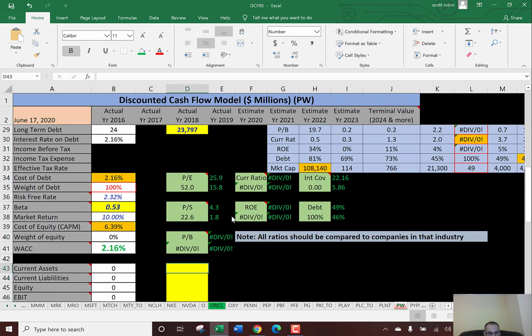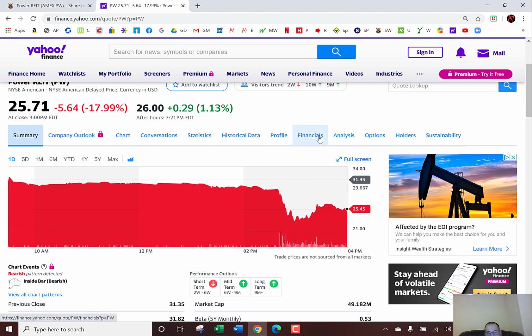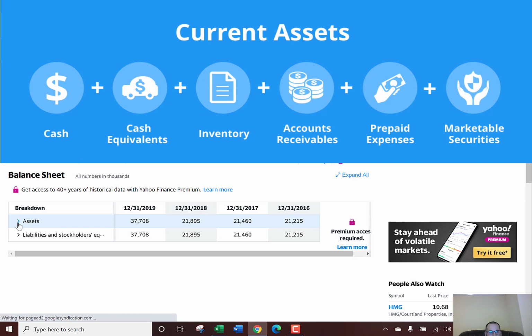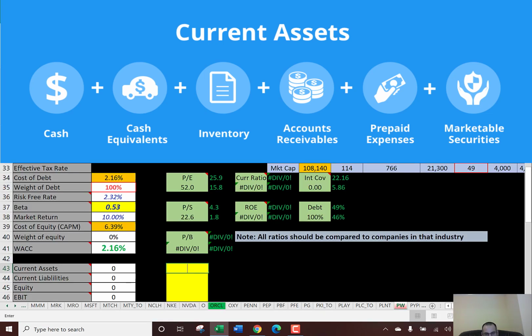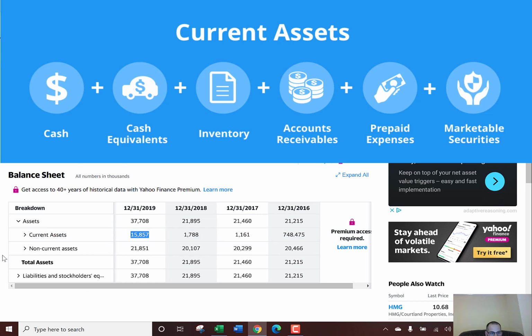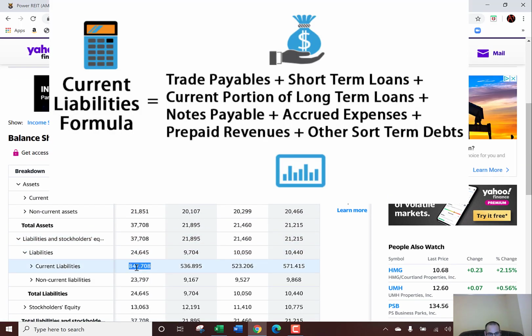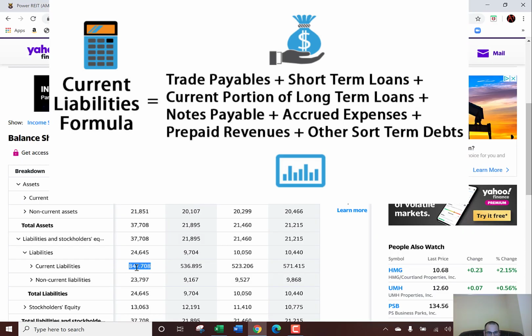So let's get their current assets. And current assets are assets that can be liquidated into cash within 12 months. So it's mainly cash, accounts receivable, and inventory. And then let's get their current liabilities. Those are payables and debts that are due within 12 months. And that's usually current debt and accounts payable.